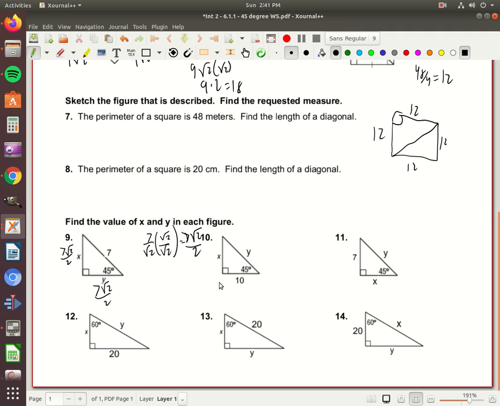So I hope that makes sense on how that works. I know it's a little bit tricky at first, but once you get the hang of it, it's pretty easy. And then we'll introduce 30-60-90 triangles and go from there.